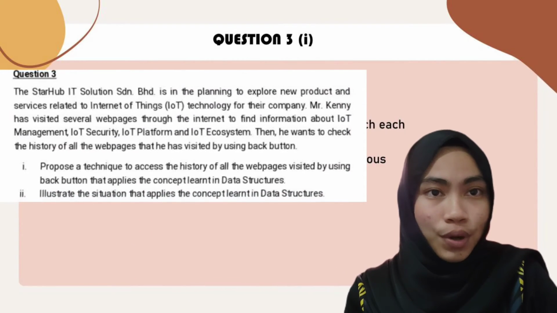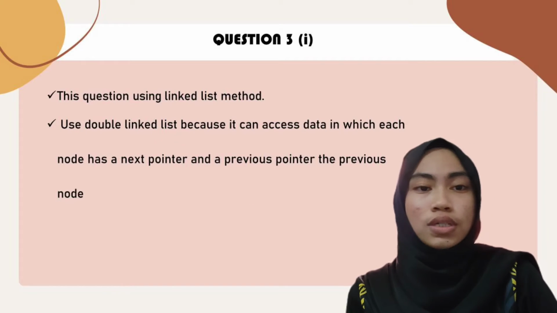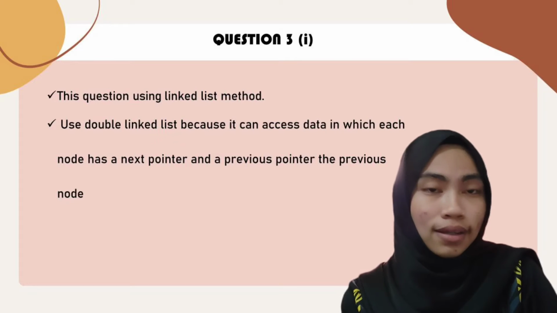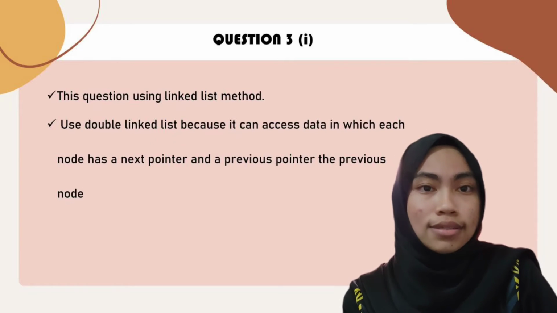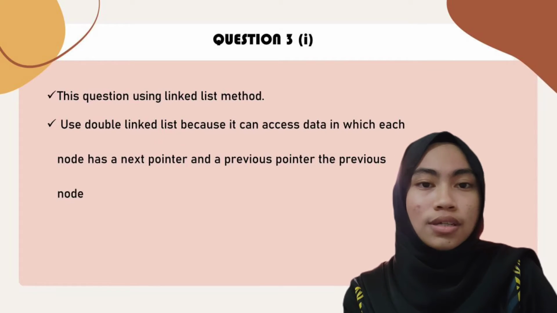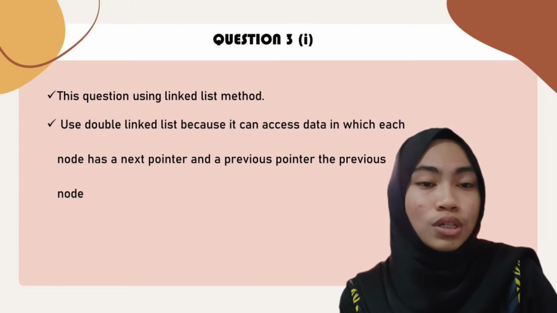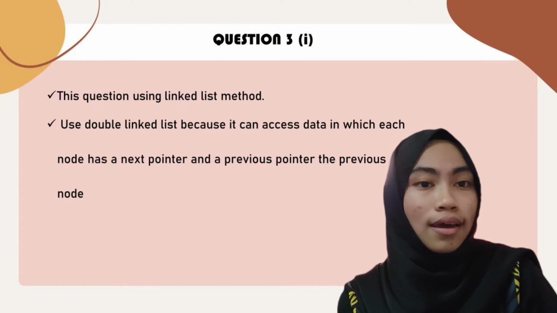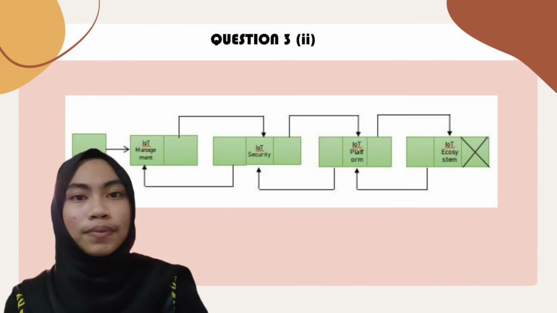Okay, next for question 3, this question is using the list method, and the example list we use is a double list because it can access data through the next pointer and the previous node.